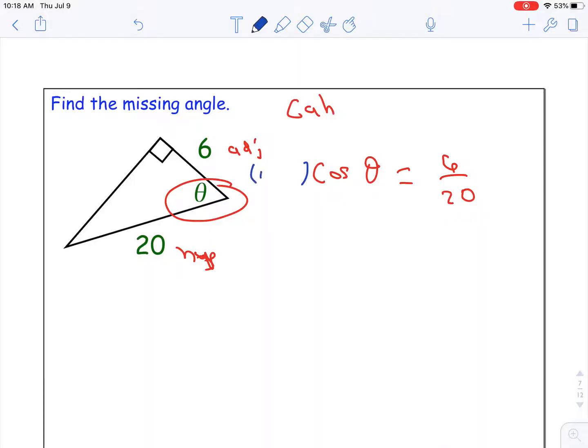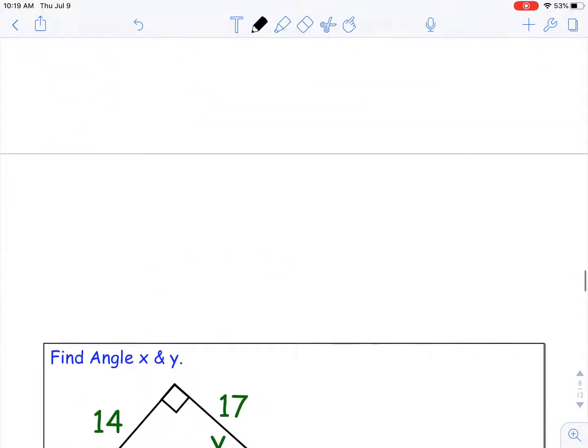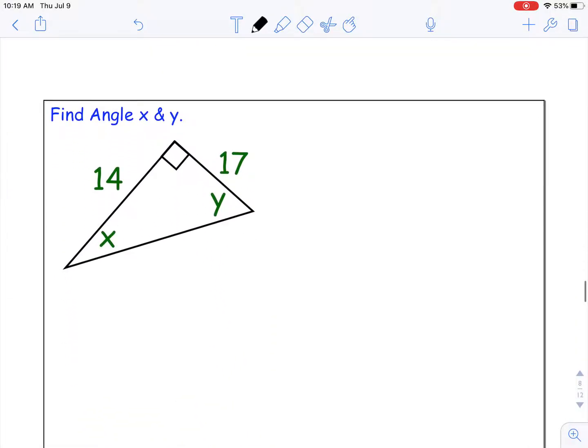But what you're going to do to solve, again, is multiply each side by the inverse cosine. So now, again, these cancel out, and so I'm left with theta is equal to the inverse cosine of 6 divided by 20. It just saves us some time there. So when we do that, then our theta angle is 72.54 degrees. I don't remember if I put degrees on the last one, but include your units.